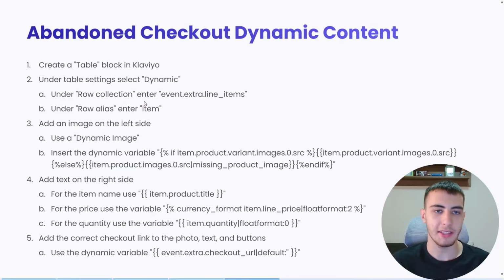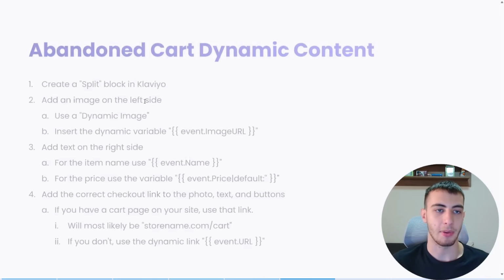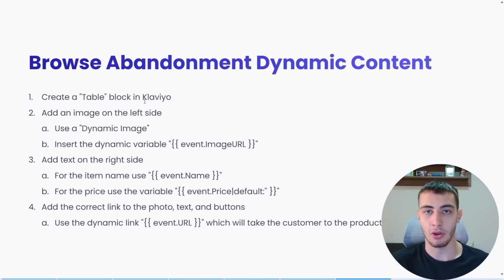So this is the dynamic content tutorial. As you can see, we have abandoned checkout, the entire tutorial, every single step, abandoned cart, and browse abandonment. So this doc is going to be in the description. No need to give me your email or anything like that. You can just click on it, open the doc, and follow the instructions. And now I'm going to show you exactly how to do this inside of Klaviyo.